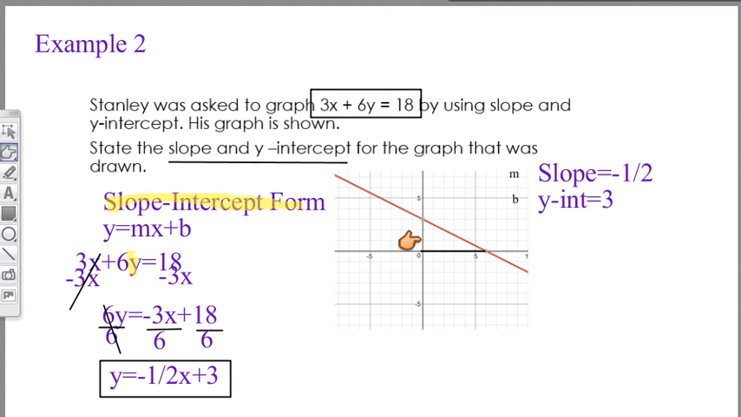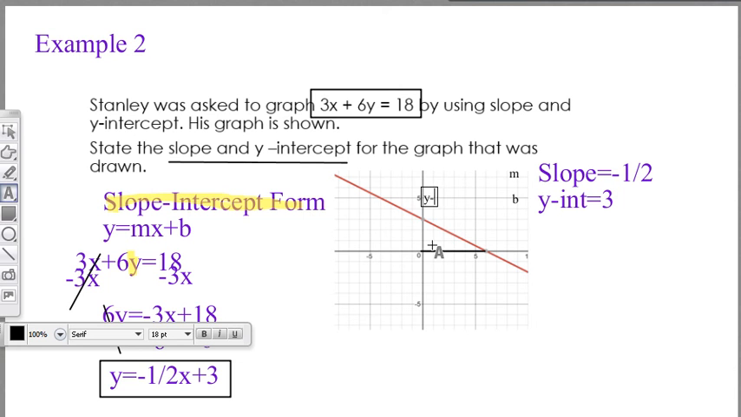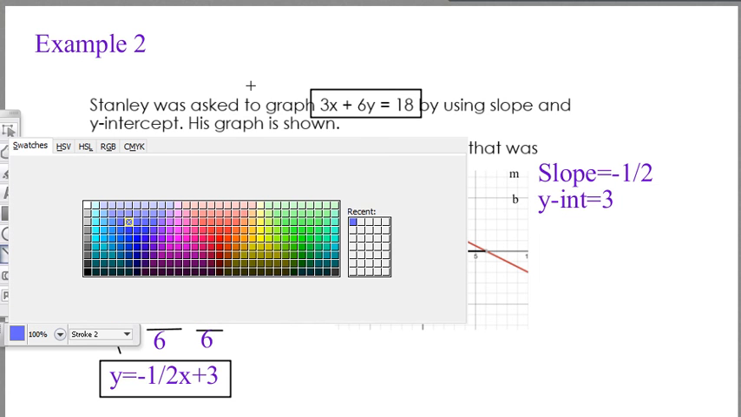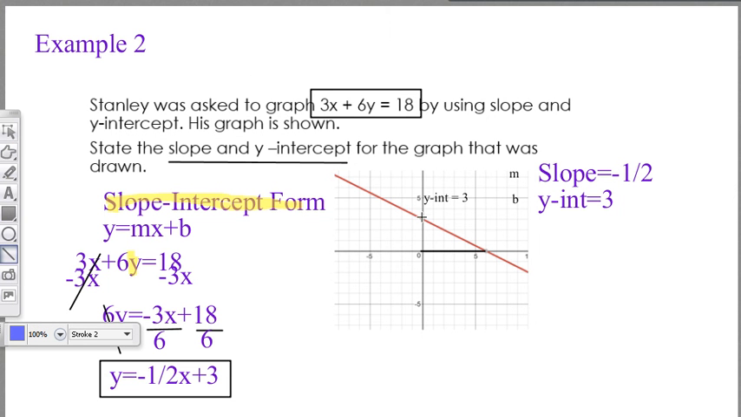And when I count, I go up 1, 2, 3. So my b, or my y-intercept, is 3. Then if I go to find my slope, I can take my little line tool here and count.